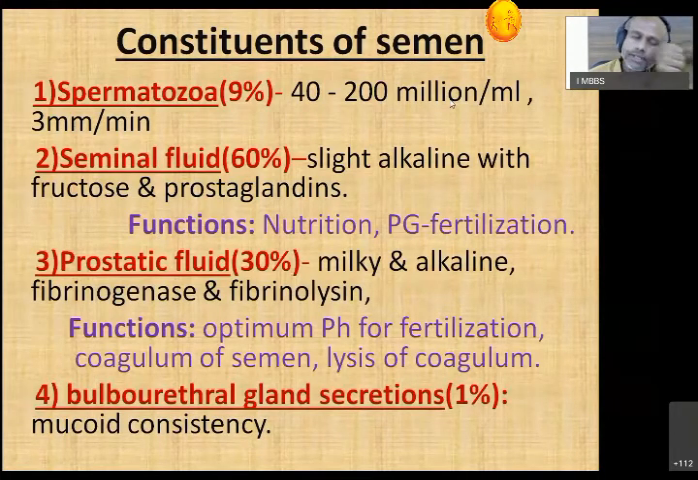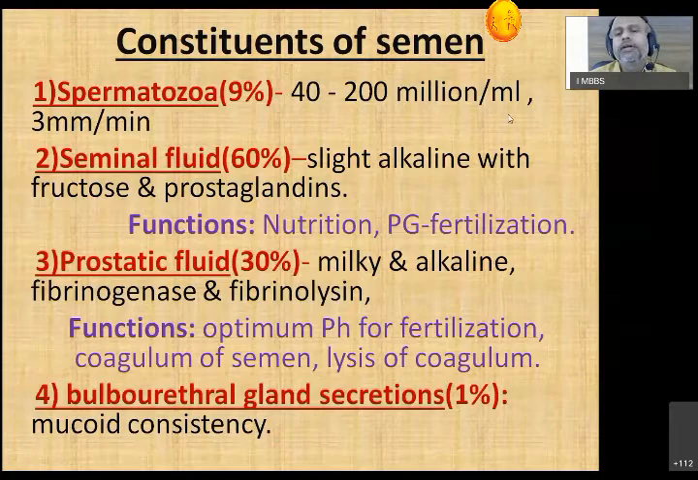Constituents of semen, how is it formed? 9% spermatozoa, out of 100%. The spermatozoa count is 200 million per ml, and the speed of spermatozoa is 3 mm per minute in the female genital tract. Normal sperm count is about 150 to 200 million per ml. If it is less than 20 million, the person is sterile. Though 20 million are present, the person is not able to reproduce because of the very low count. Less than 80 million is labeled as oligospermia.